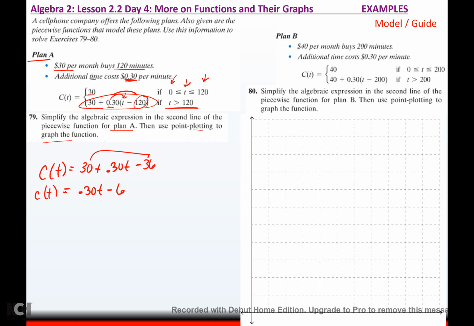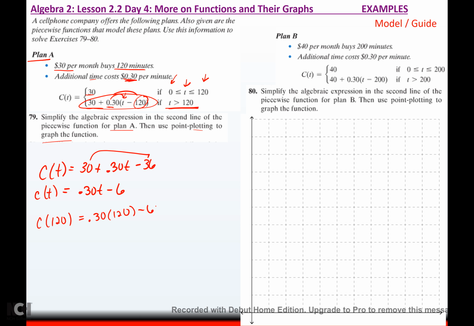Okay, so if I pick some values and graph that, the only thing is you want to pick minutes that are above 120. So let's do 120. That would be 0.30 times 120 minus 6.